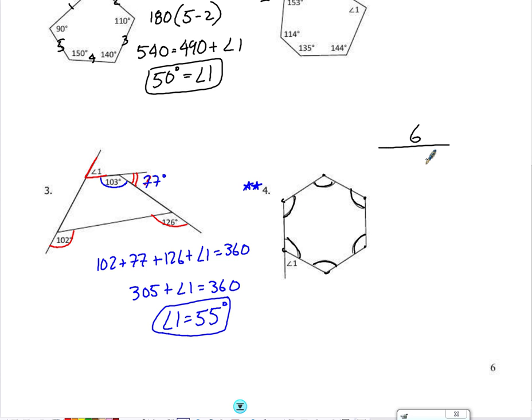Since the sum of the exterior is always 360, this actually becomes a pretty easy problem once I know the setup. Sum of the exterior is 360, so let's divide that sum by the number of sides, and that will get me my exterior angle number 1. 360 divided by 6 gives me an exterior angle for number 1 of 60 degrees.